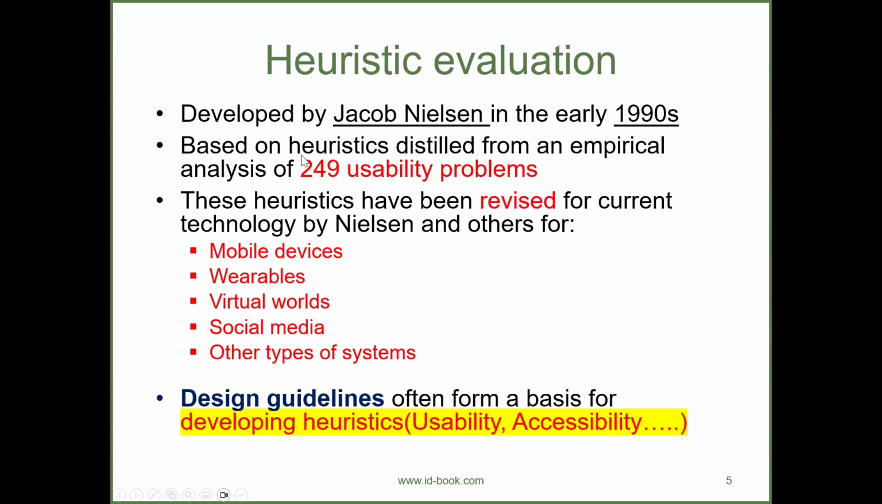He made these heuristics based on empirical analysis of 249 usability problems. These heuristics have been revised for current technology by Nielsen and others to make sure they fit the following digital apps: mobile devices, wearable devices, virtual worlds like augmented reality and virtual reality, social media, and other types of systems. Design guidelines are the ones that make the basis for developing heuristics.